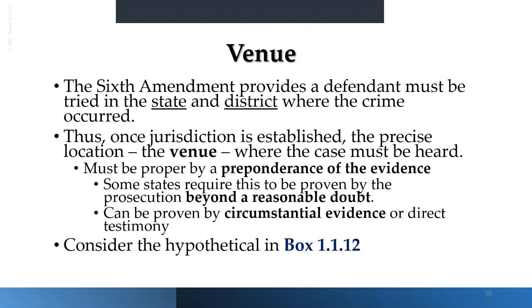It can be proven by circumstantial evidence or direct evidence. Direct evidence is, well, it was located right here. Circumstantial evidence is, based upon the facts, we can infer that the crime occurred here, right? So it can be circumstantial, or it can be direct evidence. We found the body here, or we believe the crime occurred here. And venue doesn't really get too complicated.